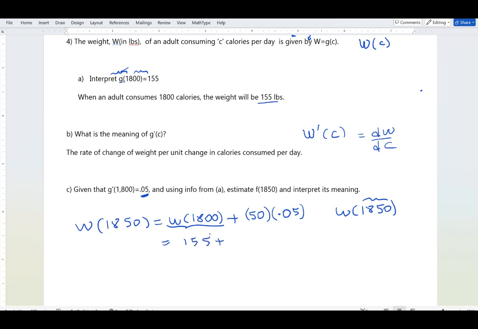We know W of 1800 is 155. So add to that 50 times 0.05. And 50 times 0.05 is 2.5. So now we have 157.5 pounds.